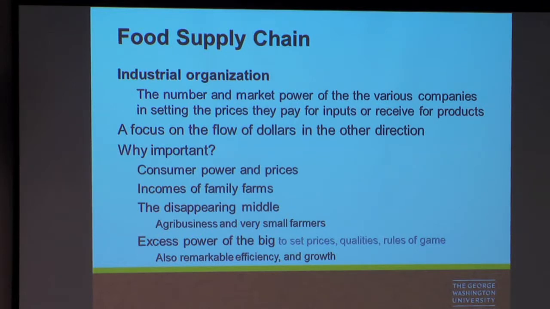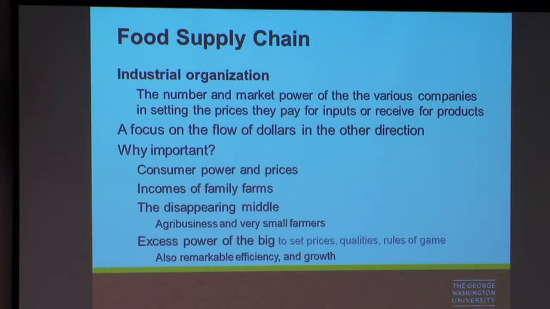We've seen that there's a disappearing middle. We talked about it last time. That big farm is out there, the big industry is out there, and a bunch of little tiny farms. What's going on in the middle? This is a big problem, and one which can be seen as related to the industrial organization around the food supply chain.